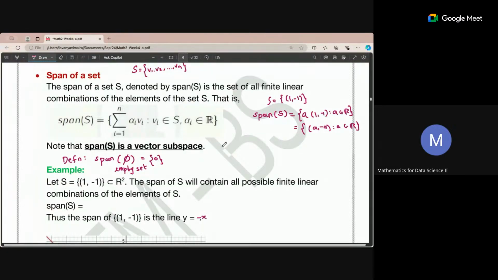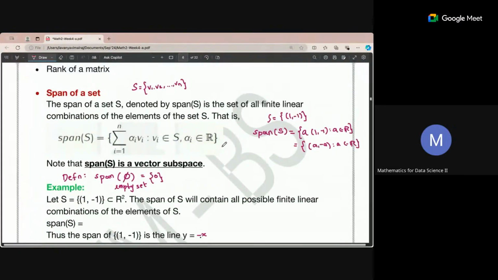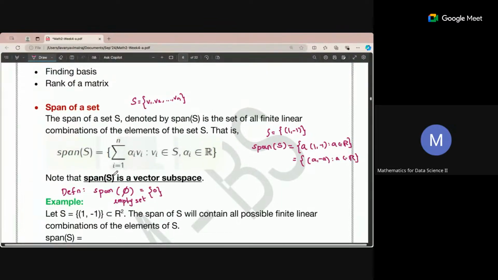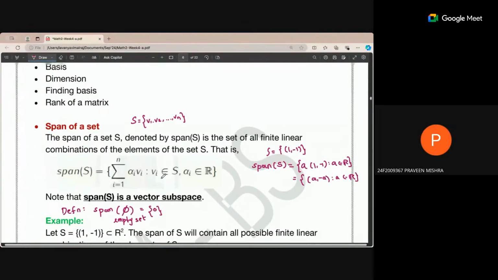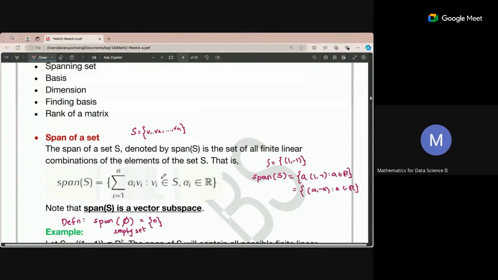Now, what is given in bold: span of S is a vector subspace. How can we prove that span of S is a vector subspace? For proving a subspace, what do we need to prove? Whether the zero vector lies in the set is an important point, but that is when you are trying to disprove that it is a subspace. When trying to prove it is a subspace, you straight away check closure under addition and scalar multiplication.